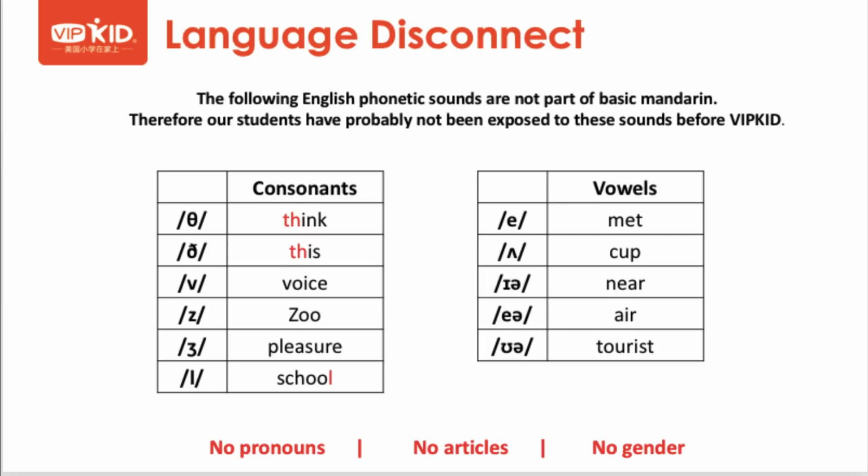A couple other things you might find quite interesting between spoken English and spoken Mandarin. The table on the left are consonants that are not in Mandarin. For these, the THs, the V, the zoo, the pleasure. For the L, most of the students are okay with an L at the beginning of the word. It's the L at the end of the word they have real trouble with. Over on the right-hand column, you see there's some vowels and some diphthongs that they have issues with.